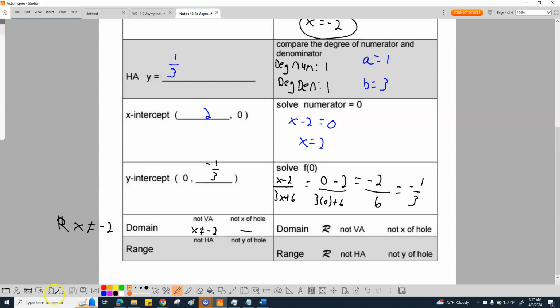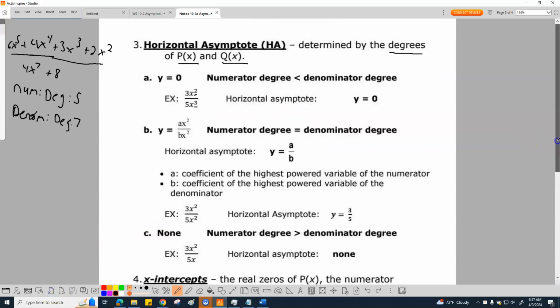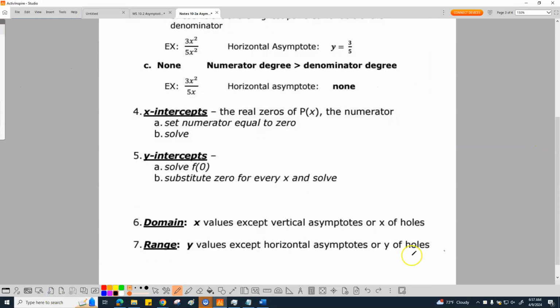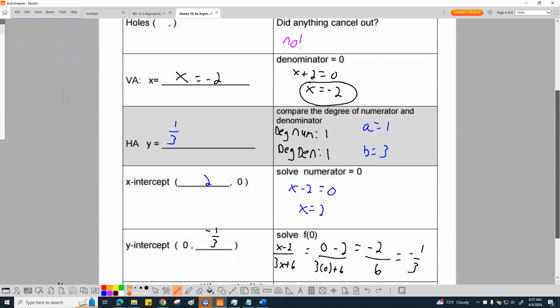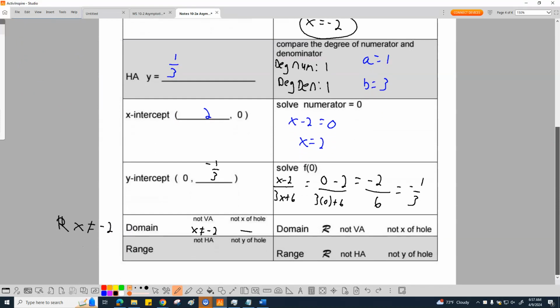Let me go back to my cheat sheet and see what I got here. Now my range: y values except horizontal asymptotes or the y holes. Well, we have no holes. And do we have a horizontal asymptote? We do, 1/3. So then the range is all reals.